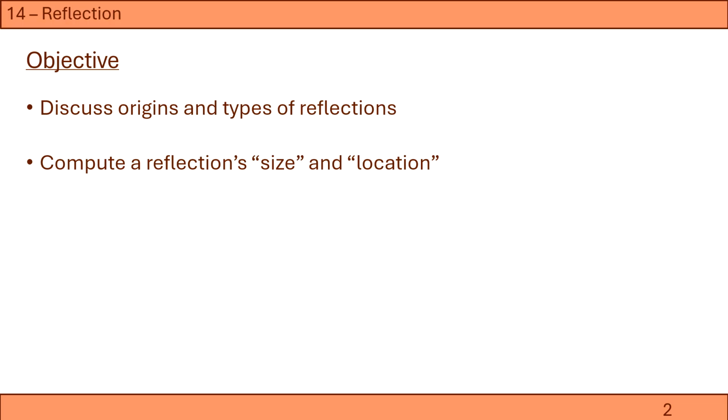This lecture is split into two parts. First, we're just going to talk about what a reflection is and how it's created, what it has to do with matter. And second, we'll get into the math of how to actually compute where and how big a reflection, an image from a reflection, is.